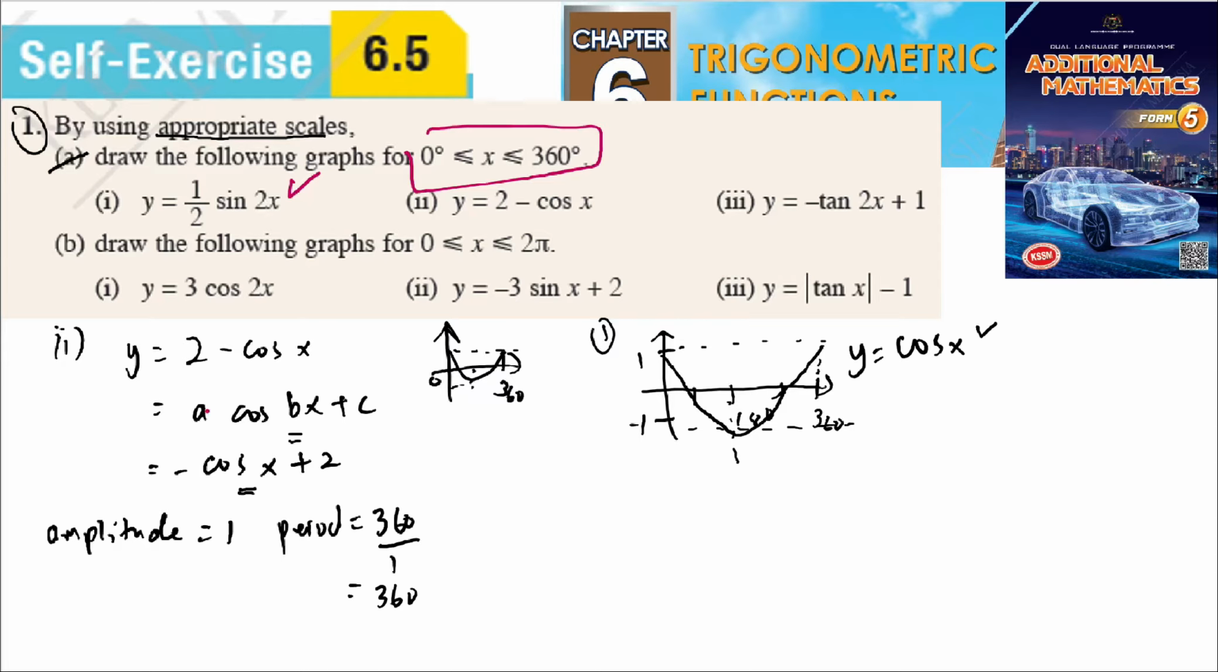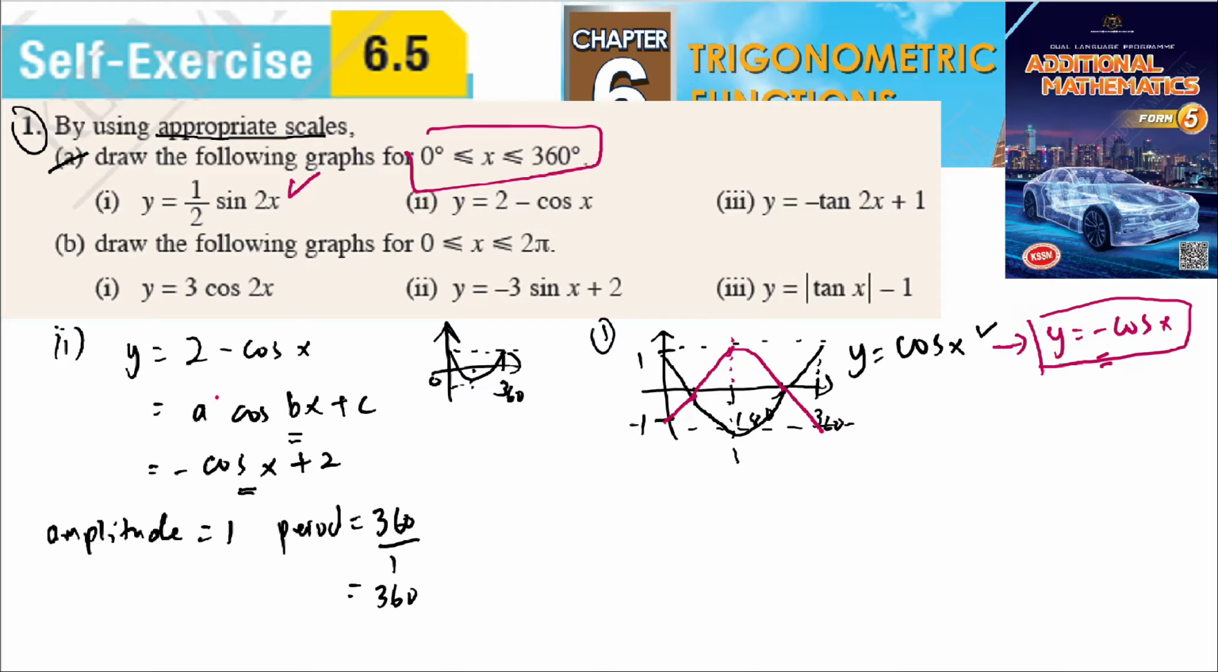And then you see here we have negative cos x. So from this one we move to y is equal to negative cos x. What happened is all the values of y change to negative. So positive will become negative and negative will become positive. This one, 1 to 0, will become negative 1 to 0. And this one, from 0 to negative 1, will become like this. So this is y is equal to negative cos x.